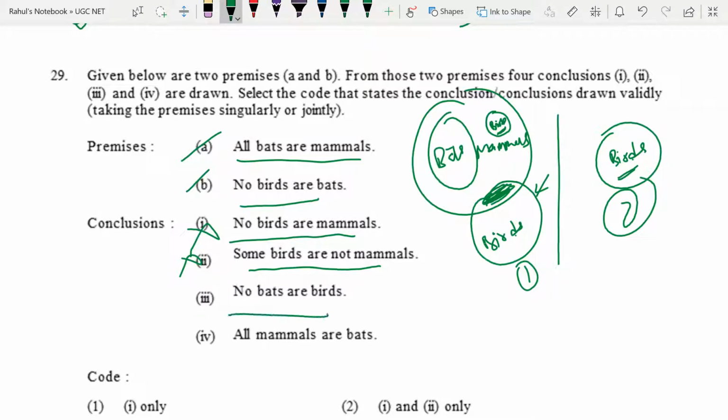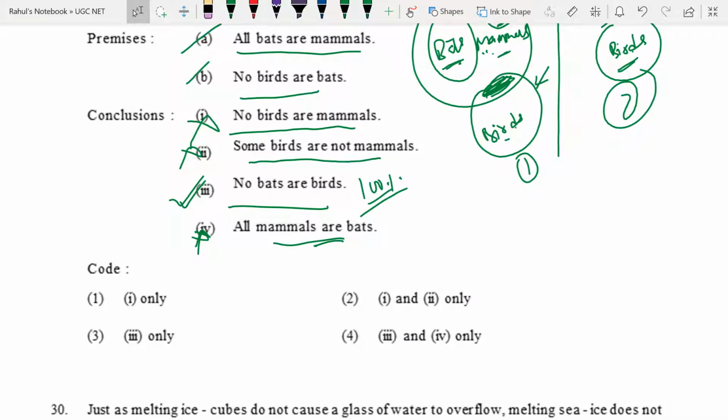No bats are birds. Yes, no bats are birds. It is 101% true. We only need to find the statement or conclusion which is 100% true in every scenario. A universally true statement should be there. And statement 4, all mammals are bats. All mammals should not be bats. You can see there, it may be a condition where some mammals are not bats. So again, it is not universally true. So only statement 3 is the correct answer.